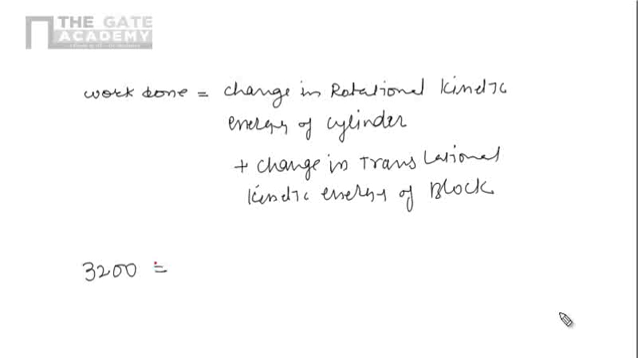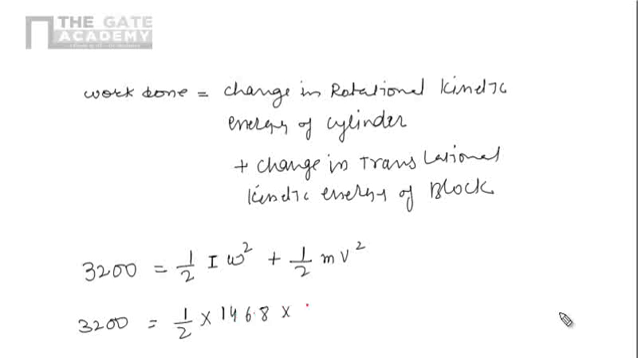Change in rotational kinetic energy of the cylinder is nothing but 1 by 2 I omega square, and that is plus change in translational kinetic energy of the block, 1 by 2 m v square. 3200 equals, we know I is 146.8 and omega we have calculated in terms of V divided by 0.4, plus 1 by 2 m, here m is 400 divided by 9.81, into V square.